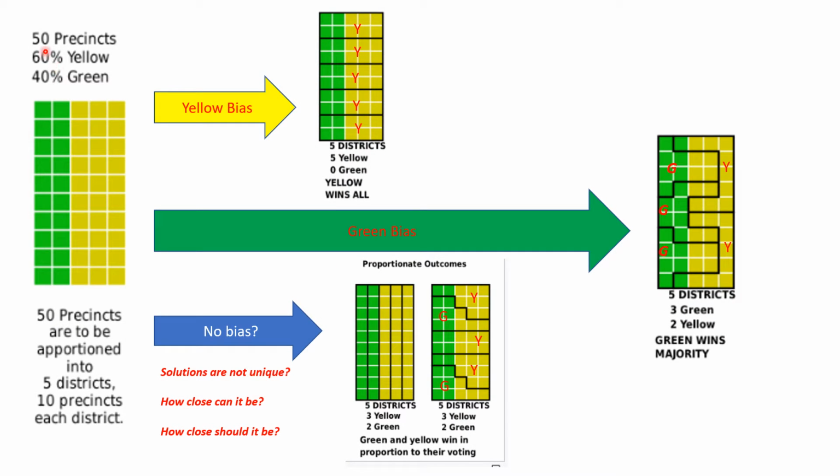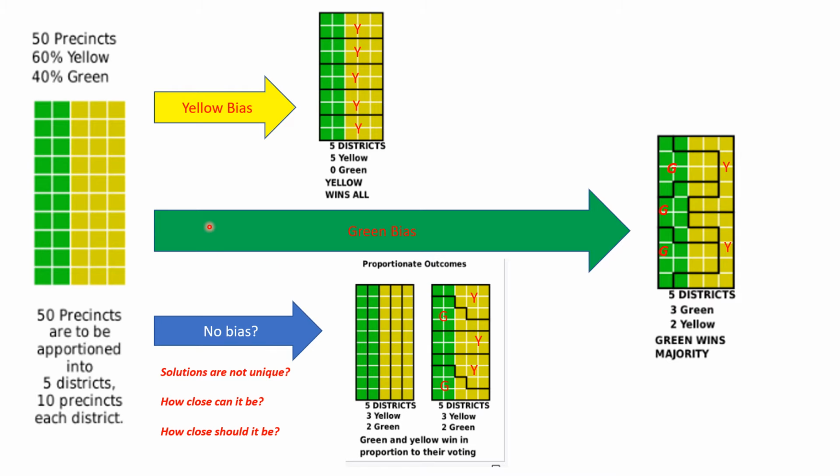As an example, suppose we have 50 precincts. 60% are of the yellow political party and 40% are of the green political party. And these 50 precincts are to be apportioned into 5 districts with 10 precincts in each district. Suppose that the yellow party gets to draw the picture. Well, they may draw it this way, where they draw horizontal lines, and you see that yellow will win all 5 districts.